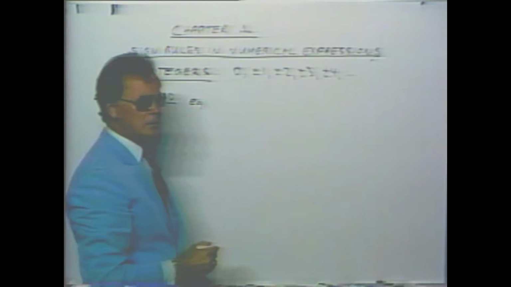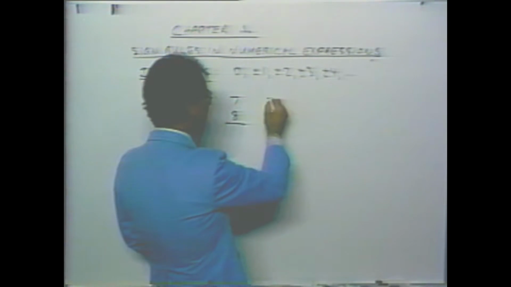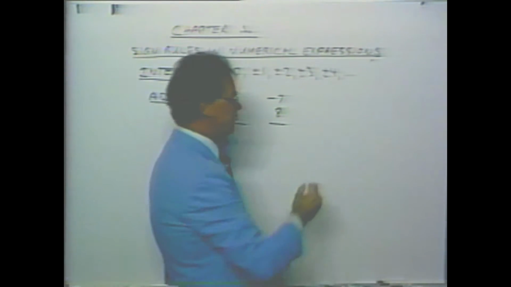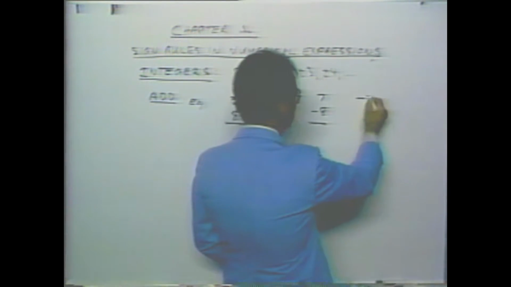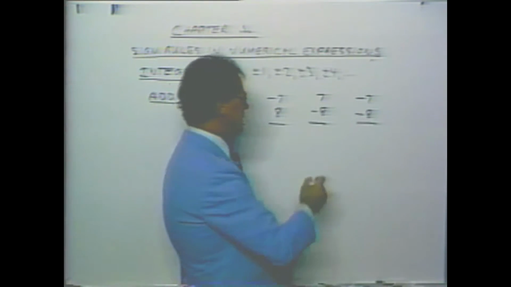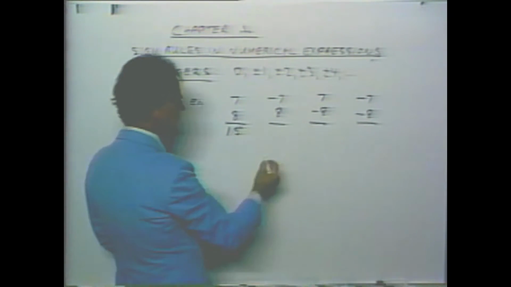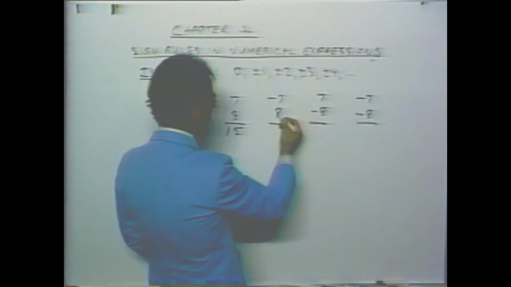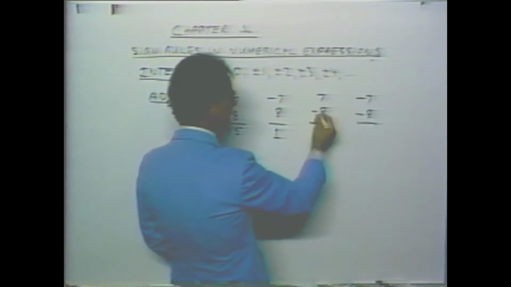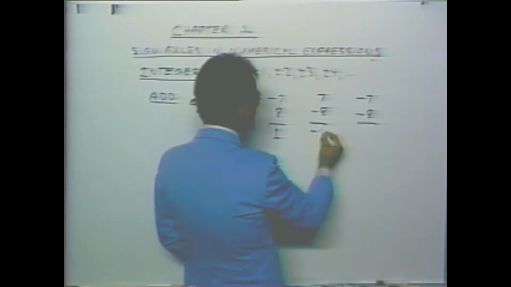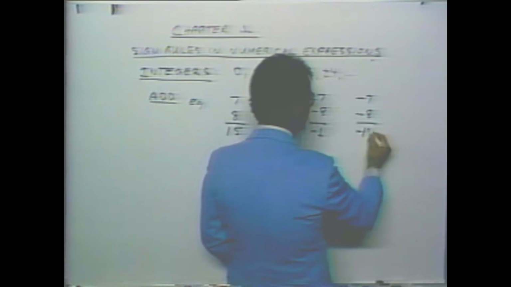For example, let's take 7 and 8, minus 7 and 8, 7 and minus 8, and finally minus 7 and minus 8. The sum of 8 and 7 is 15. The sum of minus 7 added to 8 is 1. 7 added to minus 8 is minus 1. And finally, minus 7 and minus 8 equals minus 15.